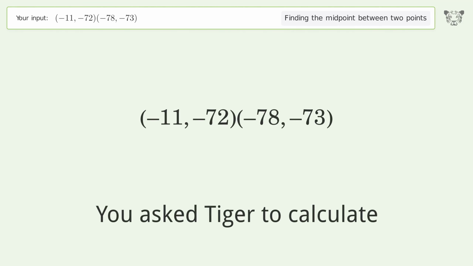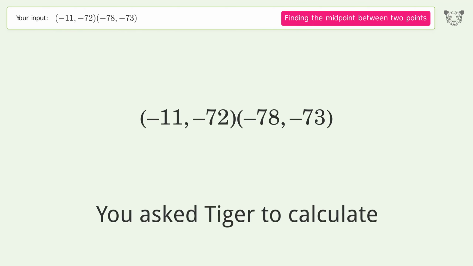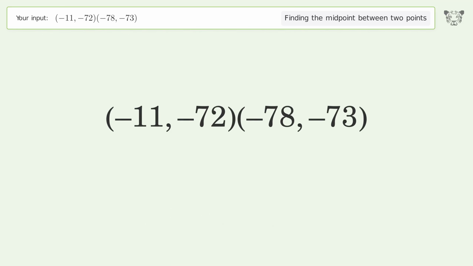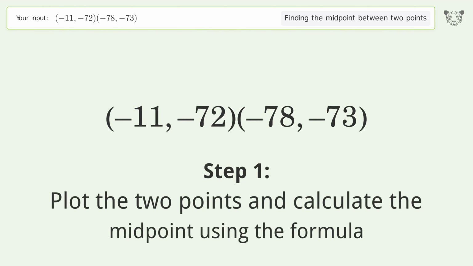You ask Tiger to calculate. This deals with finding the midpoint between 2 points. The midpoint between the 2 points is -44.5, -72.5. Let's solve it step by step. Plot the 2 points and calculate the midpoint using the formula.